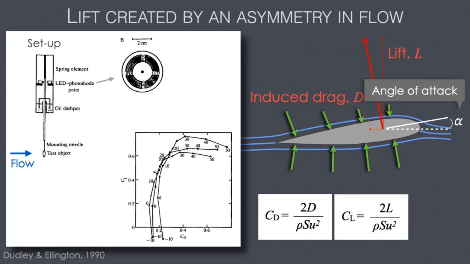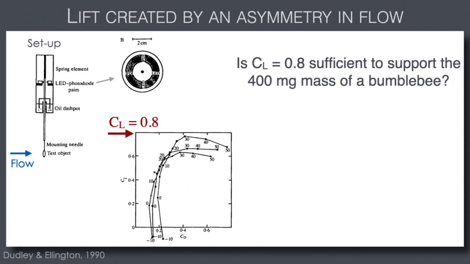So at the high end of this, you get a lift coefficient of 0.08. So the question that this literature was focused on, including the study from 1990, is just this: is this lift coefficient sufficient to support the mass of the animal that I'm interested in? So that's the question I pose to you. So with the time left, see if you can answer that question.